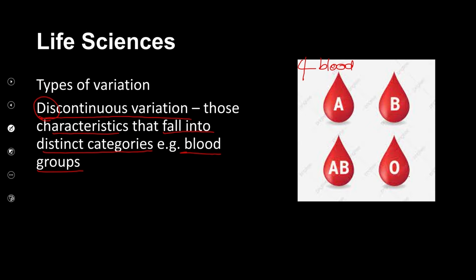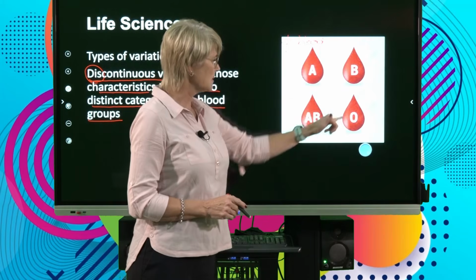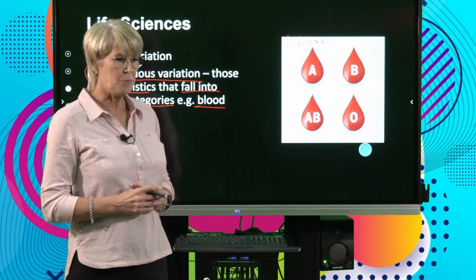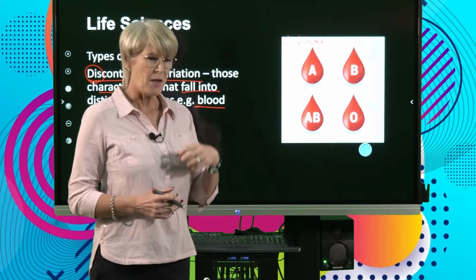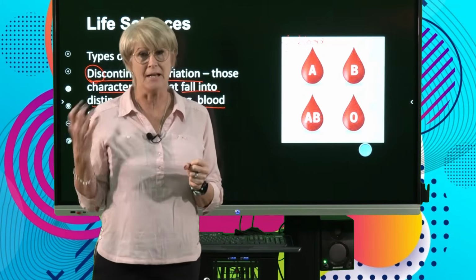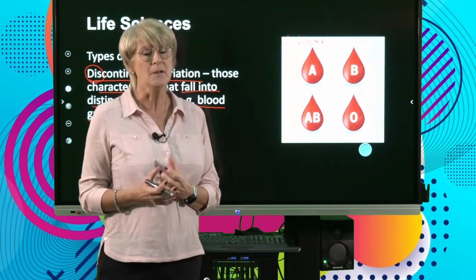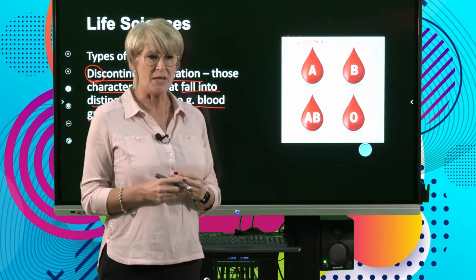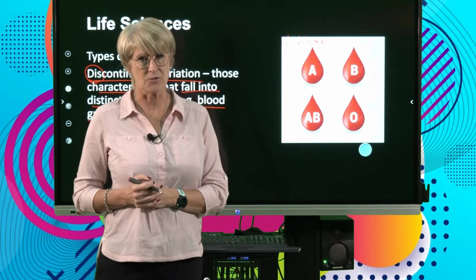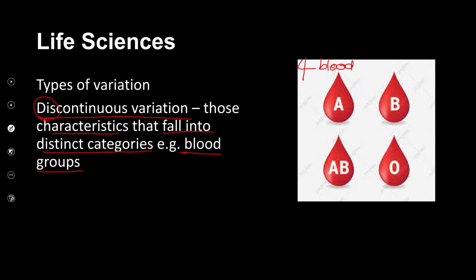Whereas if we have a look at discontinuous variation, it's those characteristics that place organisms into specific categories, like we see in blood groups. Another example would be birds of different colors, where you have green birds and blue birds and yellow birds. That would be an example of discontinuous variation where they are placed in specific categories. Okay, so discontinuous variation places organisms in distinct categories, as we can see here with the 4 different blood types that we find in human beings.